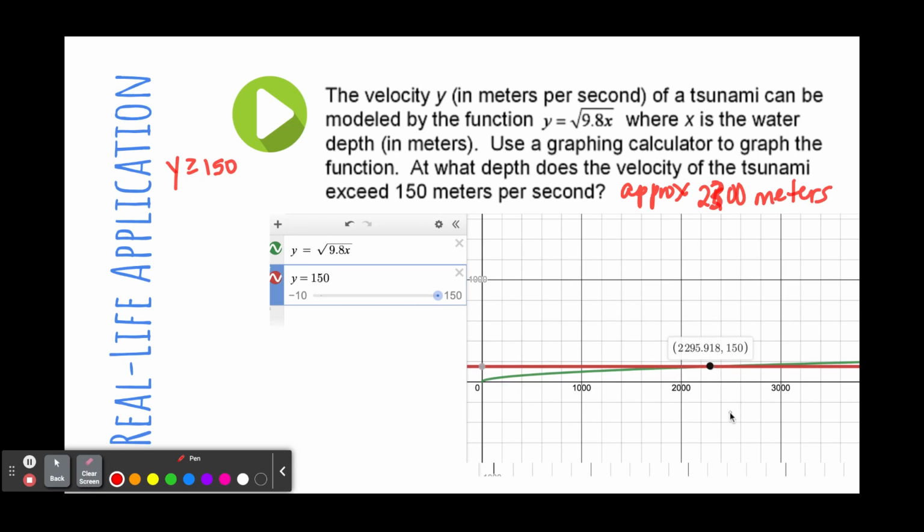So you'll be using graphing calculators a lot more next year. We just do not have that technology here at the middle school. And so, but sometimes it's good to see the application.